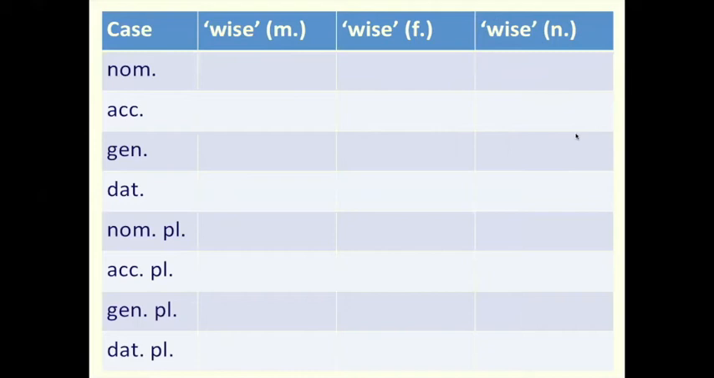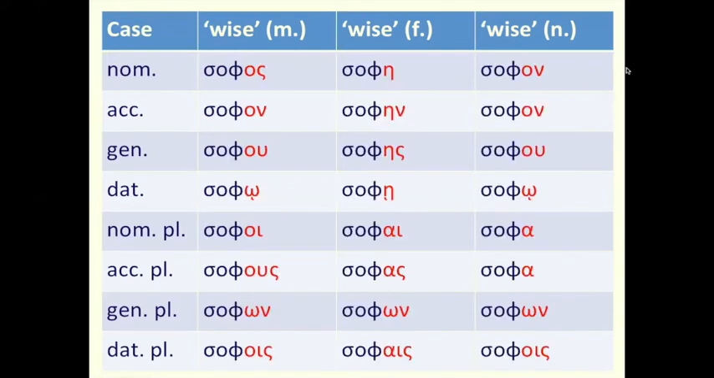If we look at a word like wise, we see the really impressive thing about adjectives is that they can take any gender they want. They can be masculine, or feminine, or neuter, all in the same word, which is pretty cool. And this is what the table for sophos looks like. Sophos, sophon, sophou, sophoi, sophoi, sophous, sophon, sophois. Sophe, sophen, sophes, sophei, sophai, sophas, sophon, sophais. In the neuter, sophon, sophon, sophou, sophoi, sopha, sopha, sophon, sophois.